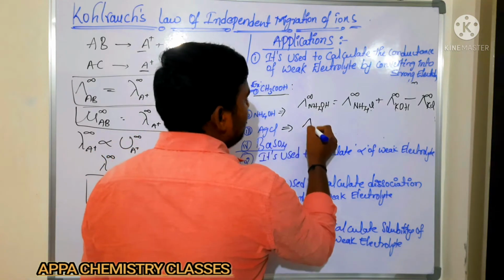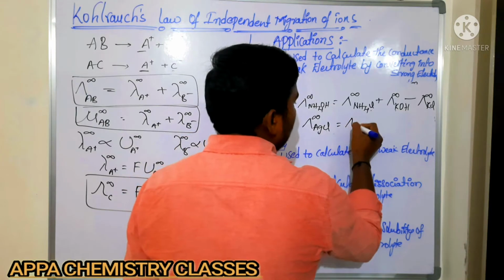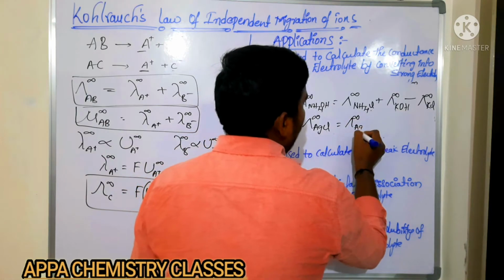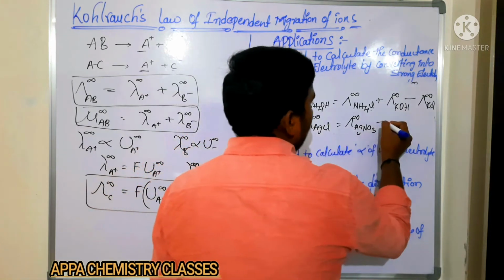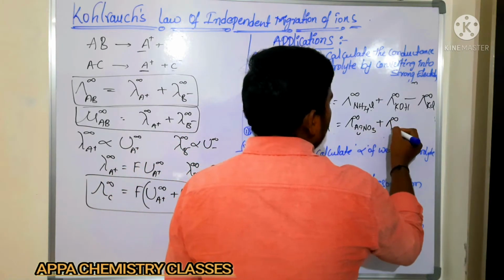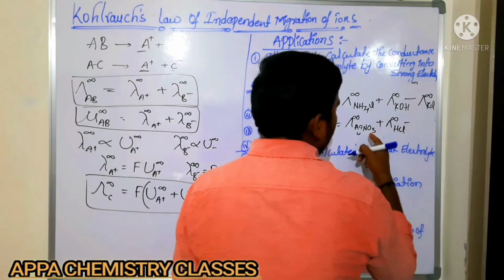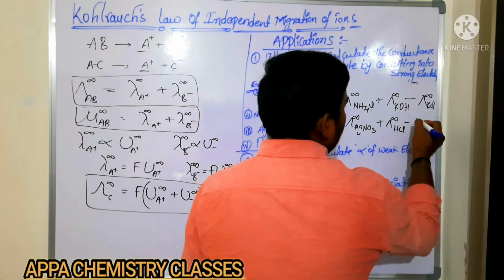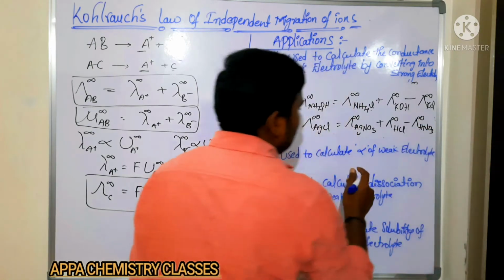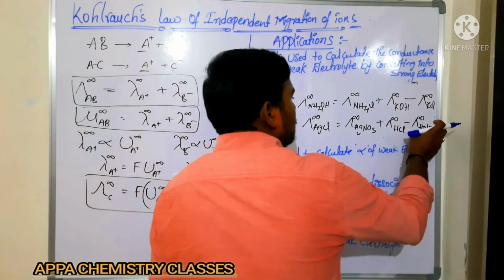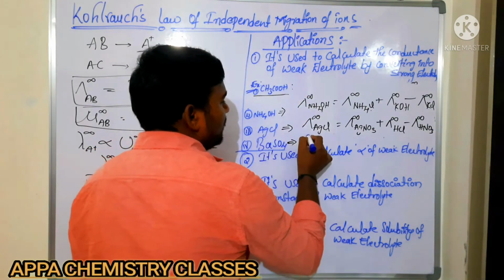We can calculate similarly for silver chloride also. Silver chloride, how are we going to calculate at infinite dilution? I am adding silver nitrate ion to this silver chloride, and I am adding the H plus ion to this chloride ion. It becomes HCl, minus, I am adding HNO3, that is HNO3 is subtracted. So simply, the strong electrolyte is subtracted. Okay? So now next, barium sulfate.